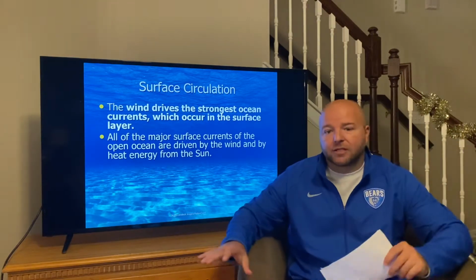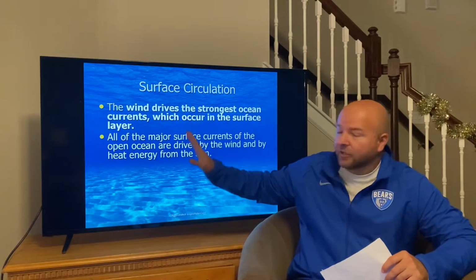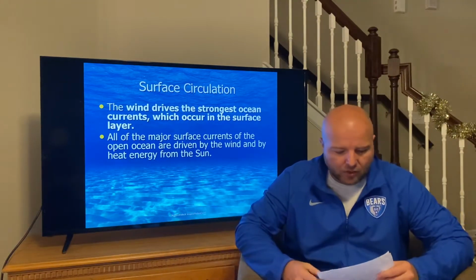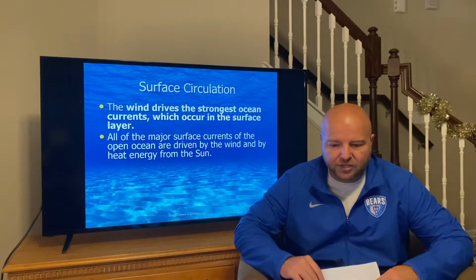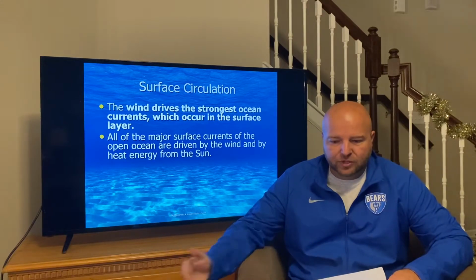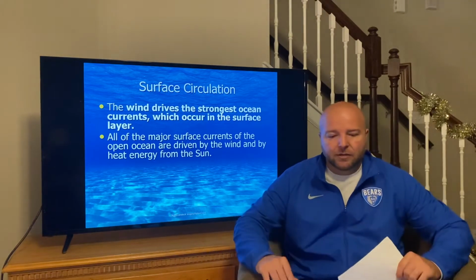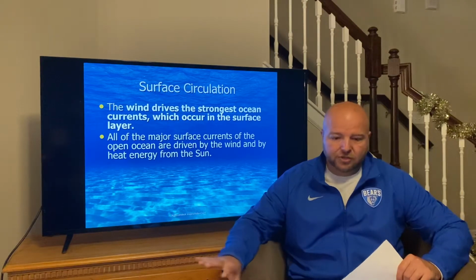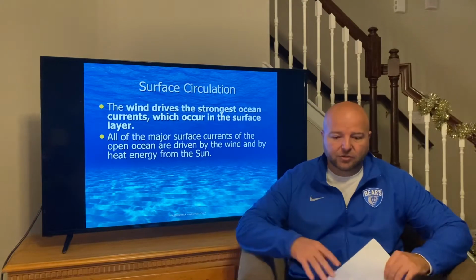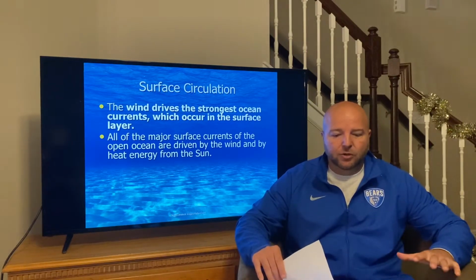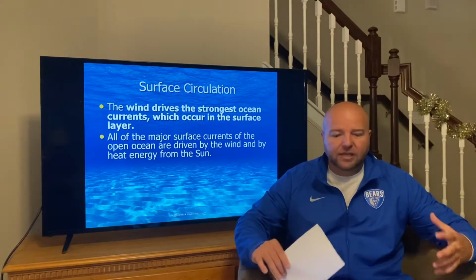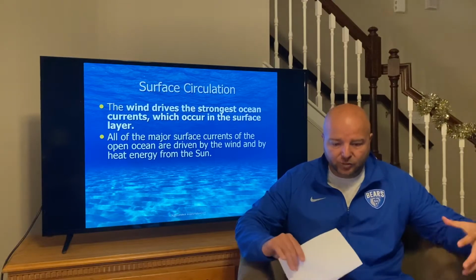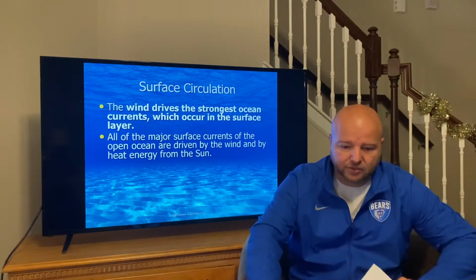We're gonna go ahead and write this. This heading, surface circulation, does not have its own box, so we're gonna go ahead and put this in the Ekman transport box at the top of your 5.2 page, and include this with the Ekman transport information. So wind drives the strongest ocean currents, which occur in the surface layer. So all the major surface currents on the open ocean are driven by wind and then also through heat energy from the sun. Those are the two big driving forces behind currents.